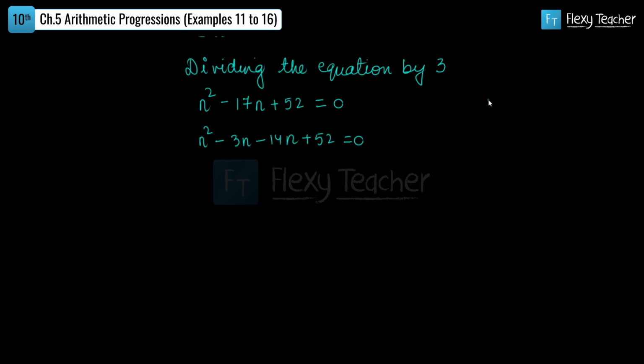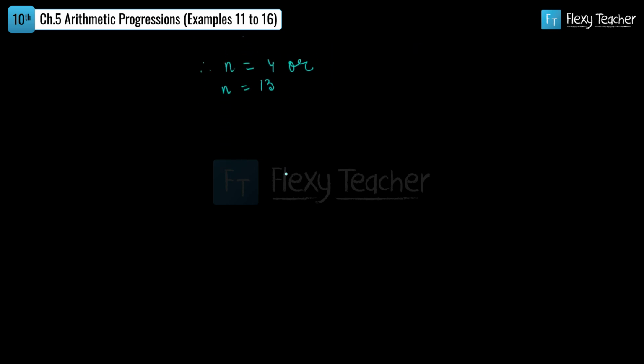Why? Because 14 into 3, 3 4s are 12, 3 1s are 3. So this equation can be written as n minus 4 into n minus 13 is equal to 0. Okay, and therefore n is either 4 or n is 13. So since both the values are possible, the number of terms to get the sum 78 for the given arithmetic progression is either 4 or 13 is the answer.